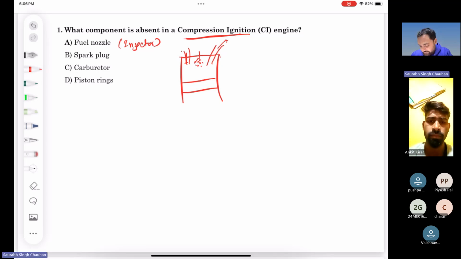Okay, so for diesel engine, the auto ignition is there, so we don't need any external source or spark plug. So spark plug is not there, right? Carburetor. So what is the purpose of carburetor?